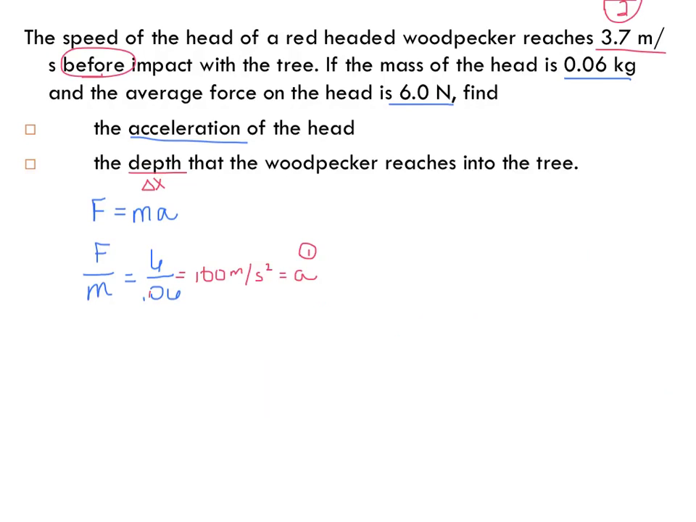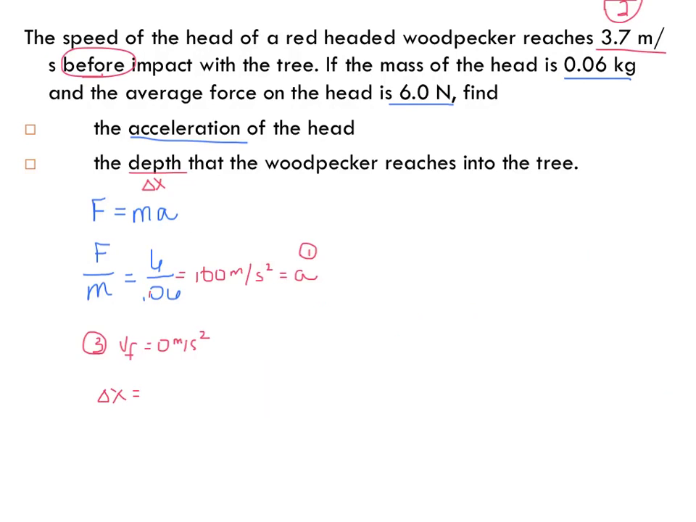Again, it says that this is happening before impact, meaning that when we come to a stop is when we've reached our maximum depth. So 1, 2, 3 pieces of information, and we're trying to solve for the 4th, delta x.